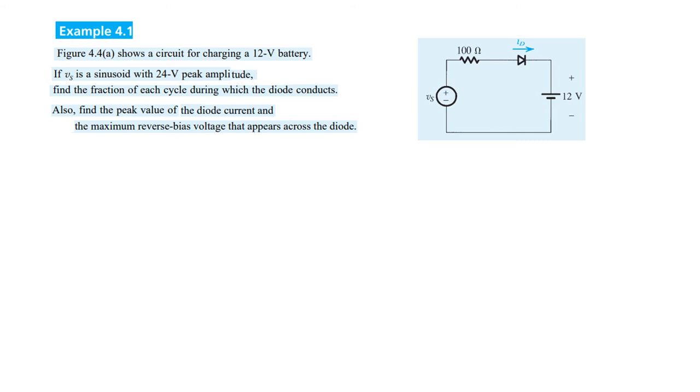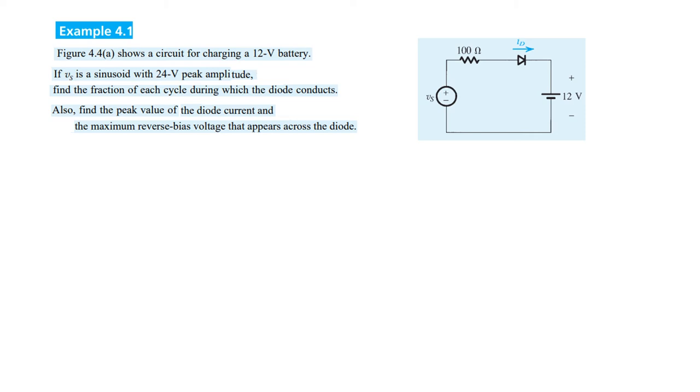Well, let's discuss example 4.1 solved in the book. The question says, figure 4.4 shows a circuit for charging a 12 volt battery. So this is the 12 volt battery that we want to charge, and this is the circuit for that. It's a half wave rectifier. Vs is a sinusoid with 24 volts peak amplitude, so the input has a maximum amplitude of 24 volt. Find the fraction of each cycle during which the diode will conduct. So we have to find out what portion of the whole cycle the diode is conducting.